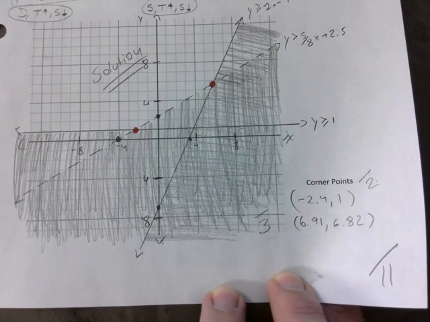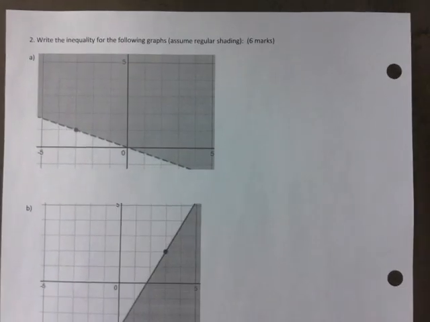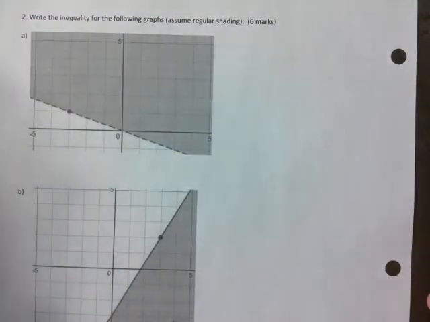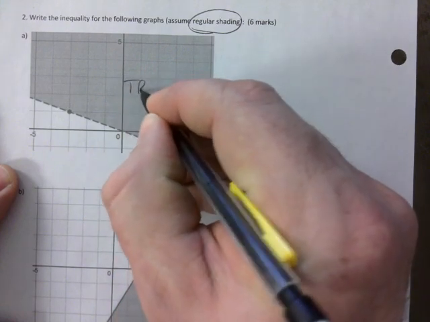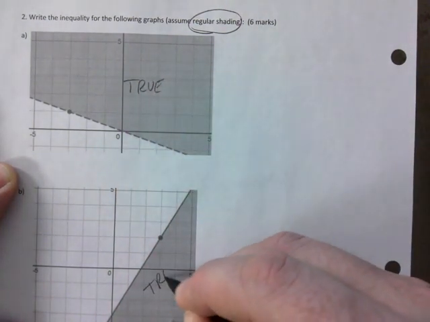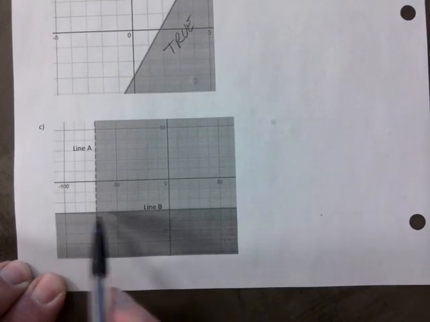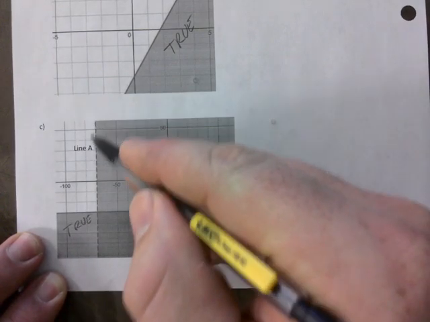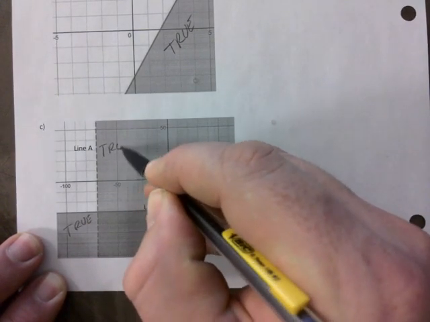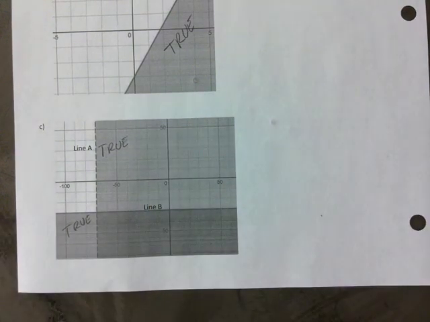Don't be discouraged if you get it wrong. Keep going at it. As long as you learn, if you tell me, yeah, I learned from my mistakes, we're in business, okay? We're assuming regular shading. So that means that we can go ahead and write true or solution wherever the shaded part is. So this one was maybe a little tricky here, but if you focus on the horizontal on the line B, this is true. And if you focus on the vertical, this is true. So we've decided that, so that's important.